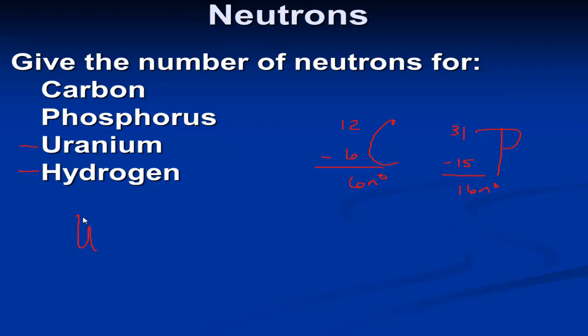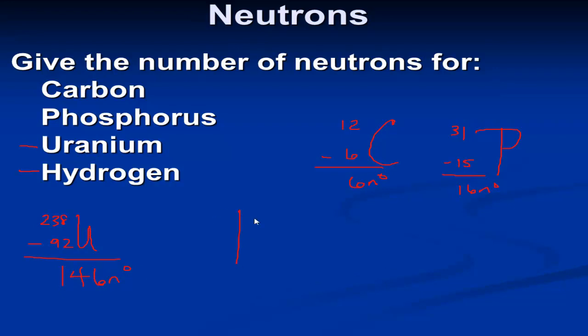So uranium is towards the bottom on the periodic table, and when we look at the mass of uranium, it is 238. It is element 92, so that is uranium's complete symbol. Do a subtraction, and that's going to give us the number of neutrons, 146 neutrons.